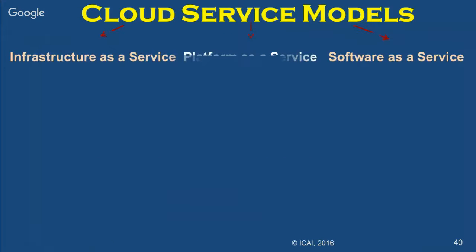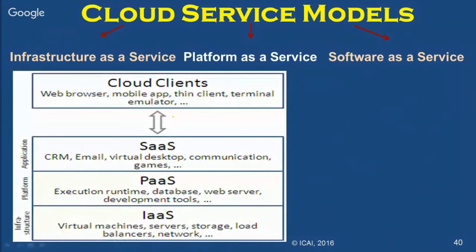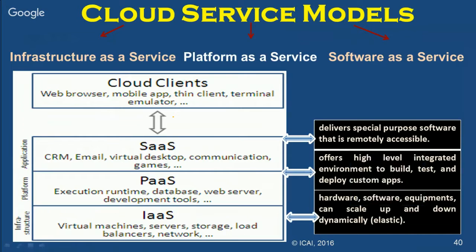Cloud service models. Herein we see that the cloud service models are mainly infrastructure as a service, platform as a service, and software as a service. Infrastructure as a service is where infrastructure like hardware and software equipment can be scaled up and down dynamically. Obviously, we pay the service provider for this usage according to our need. If it is hardware or software equipment, it falls under the category of IaaS.